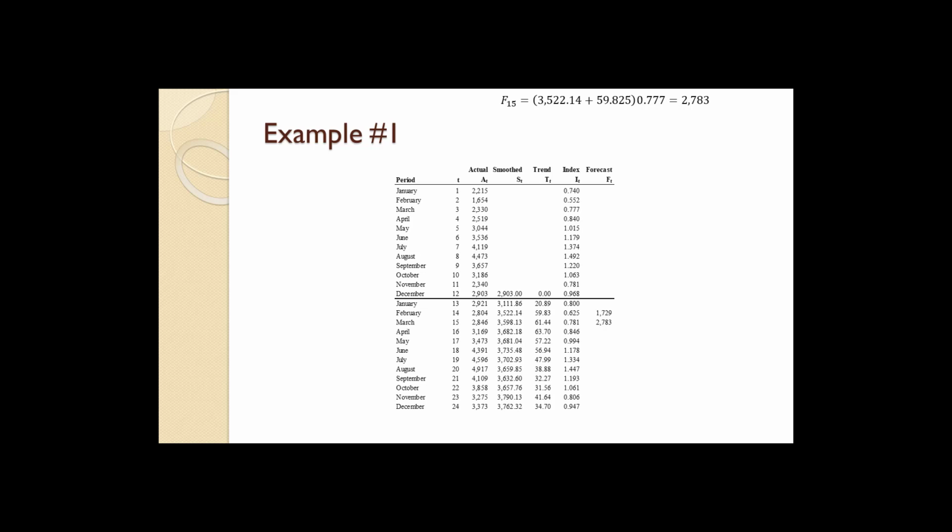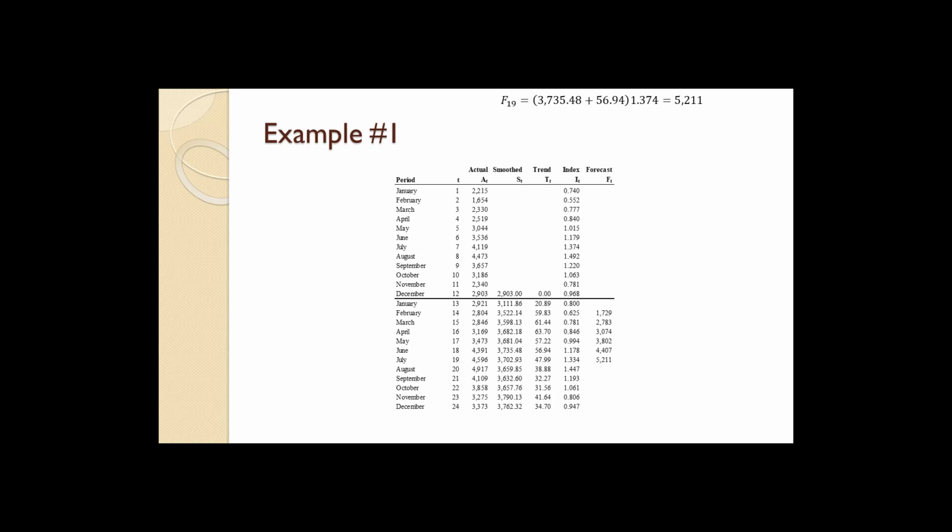The forecast for March equals 3,522.14 plus 59.825 times 0.777 equals 2,783. And remember, we are rounding to whole numbers. The forecast for April equals 3,598.13 plus 61.442 times 0.840 equals 3,074. The forecast for May equals 3,682.18 plus 63.703 times 1.015 equals 3,802. The forecast for June equals 3,681.04 plus 57.219 times 1.179 equals 4,407.